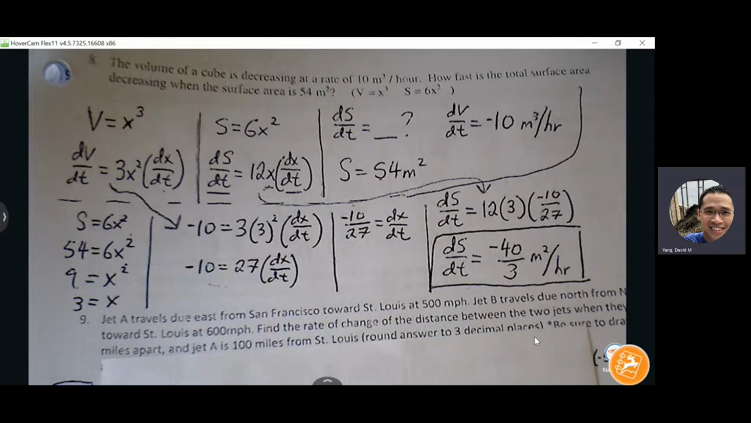Okay. We also need dx/dt. They don't give us dx/dt, but they do give us dv/dt, and that can help us solve for dx/dt. And once we have dx/dt, then we have that missing piece.